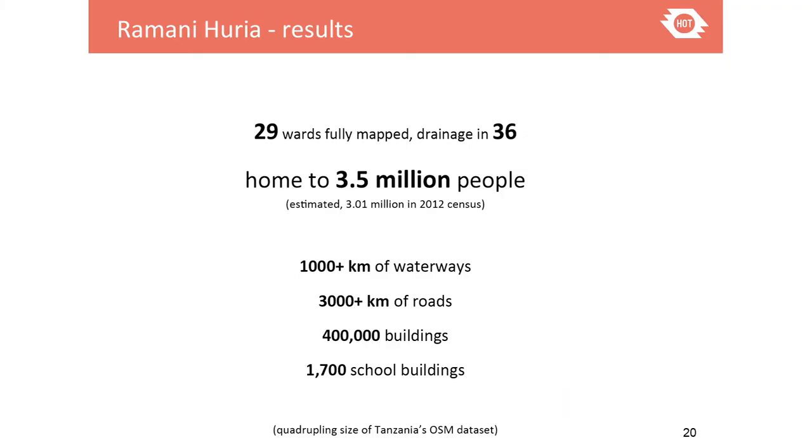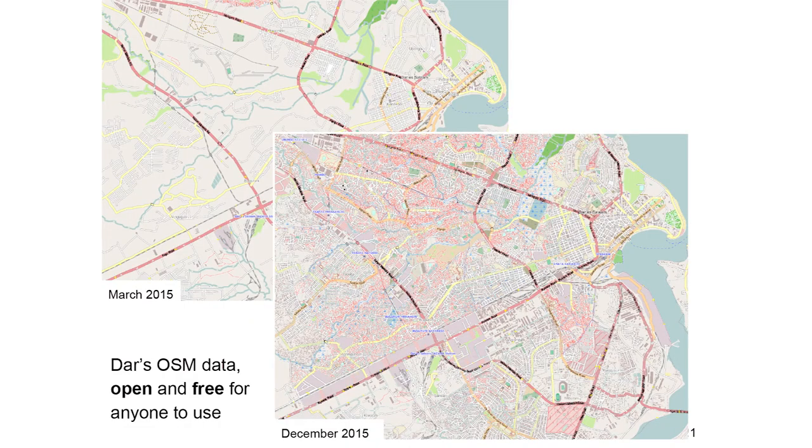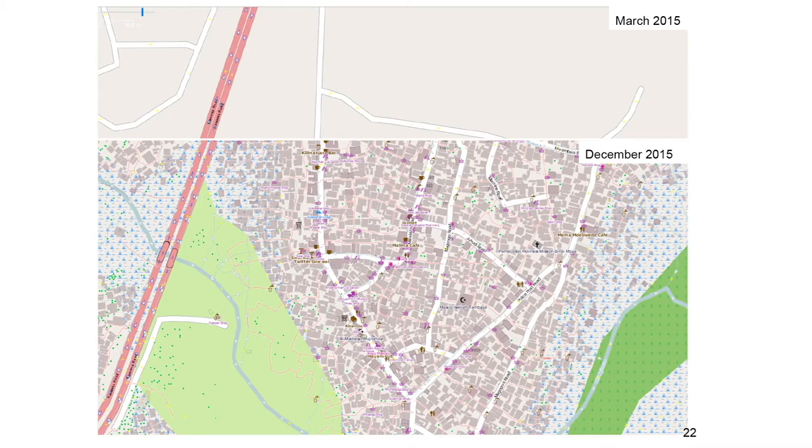So generally, the Ramani Huria results: we have mapped 21 wards fully, and 36, like I've just said, which is generally home to 3.5 million people. And we've been able to map more than 1,000 kilometers of waterways, roads, and the rest of the statistics we can see there. So this is the situation for 9 months. We started in March 2015, which is the picture over there. Then this is the picture in December 2015. You can see the difference.